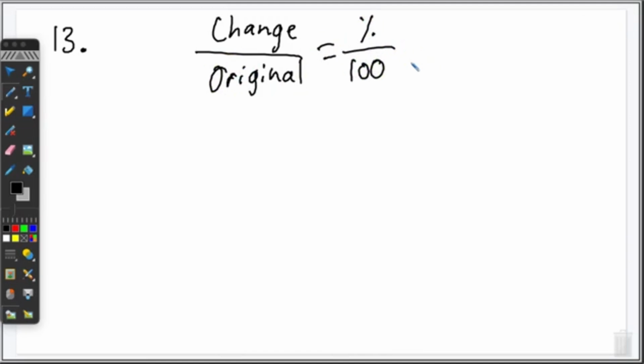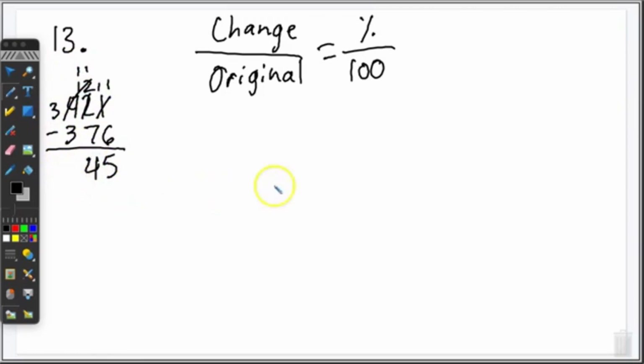So what is the change? How do we find the change? Well, we go from 376 to 421. So we can subtract them. 421 minus 376. So make this a 3. Cross that out, make it a 12. Cross it out, make it an 11, so we can make this an 11. 11 minus 6 is 5. 11 minus 7 is 4. 3 minus 3 is 0. So the change would be 45.